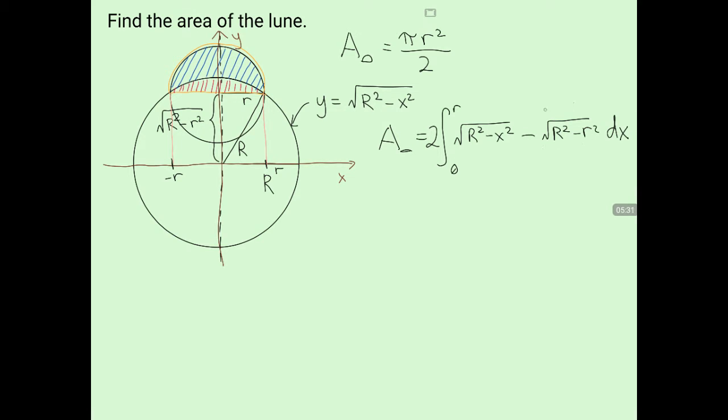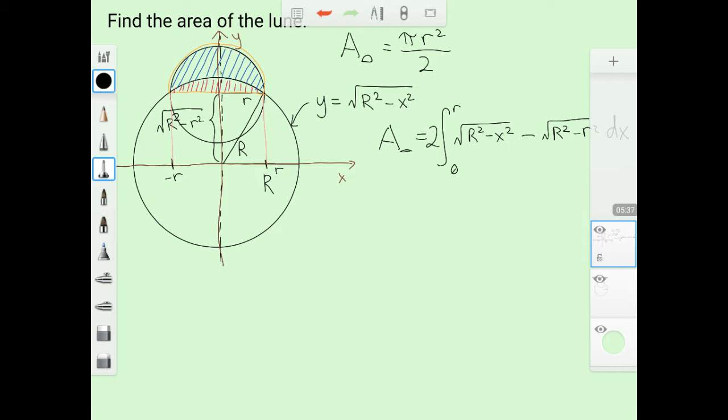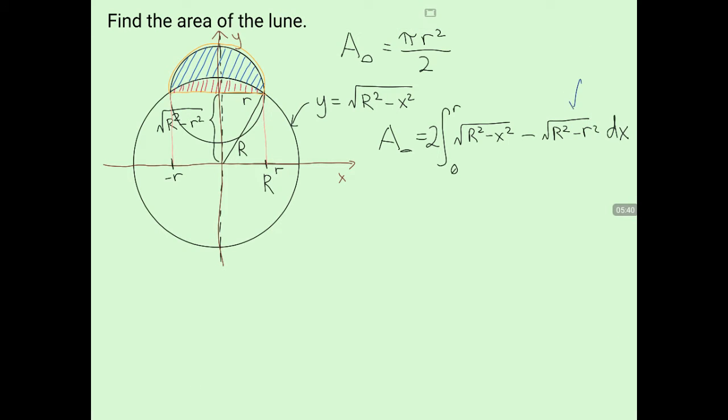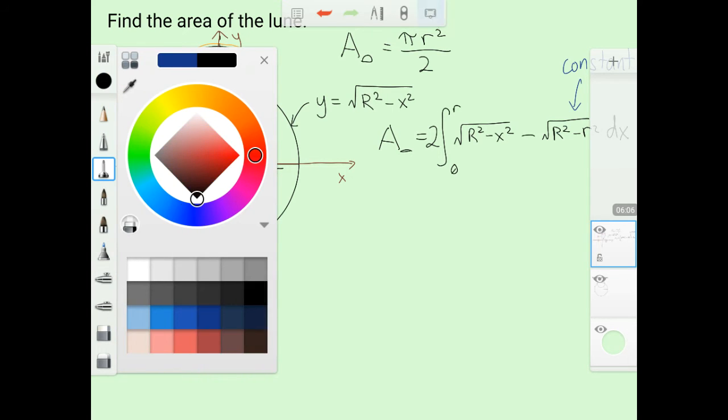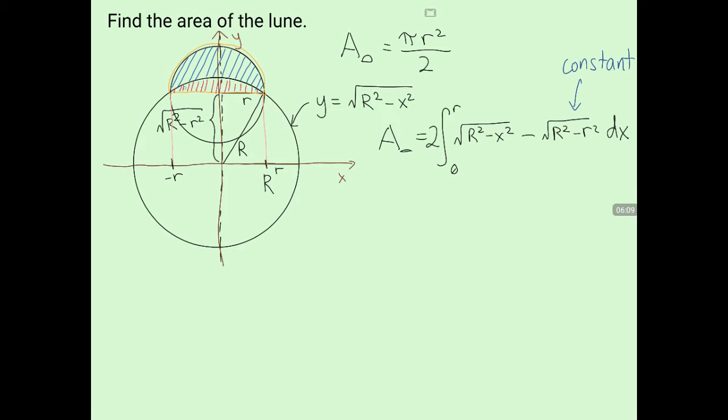Now notice that this root of R squared minus little r squared is just a constant. So I'll write that down over here. This is just a constant. So when you integrate a constant, you just get the area underneath a line. So we are just going to get the area of this rectangle over here when we integrate this constant. So this integral over here is going to give us the exact area of this little slice that's highlighted in magenta above. So it's going to give us the area of this slice over here.